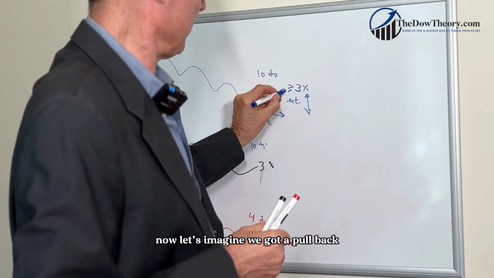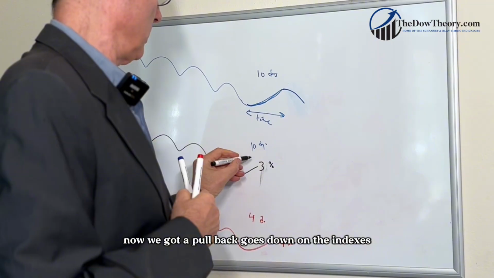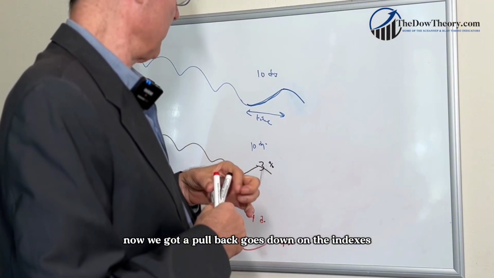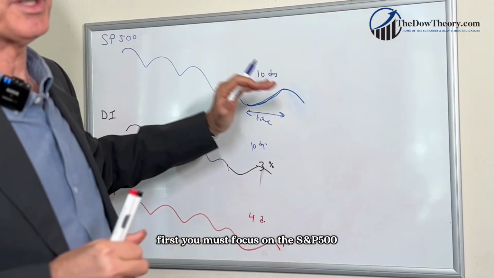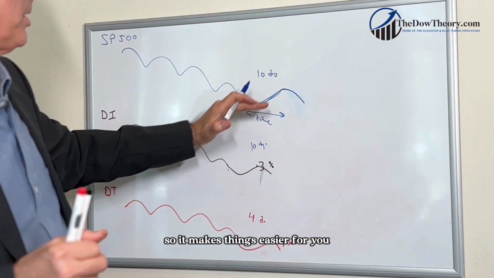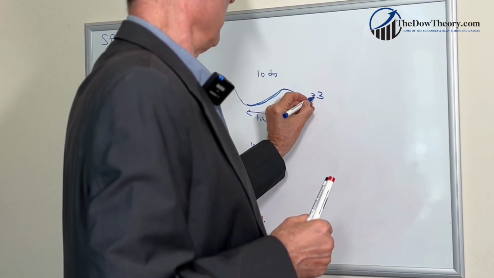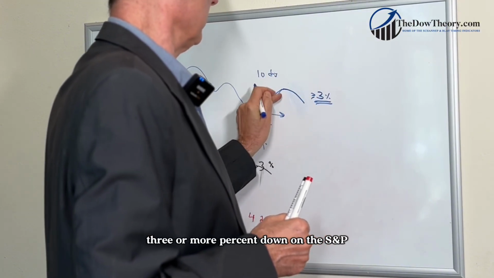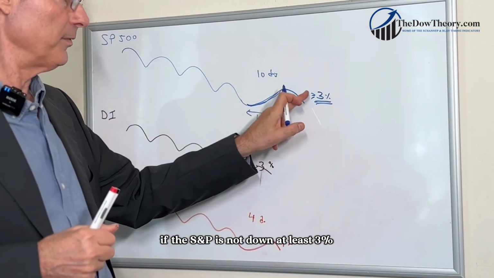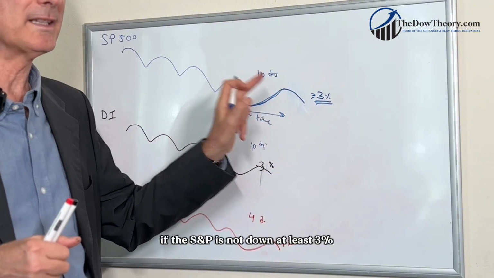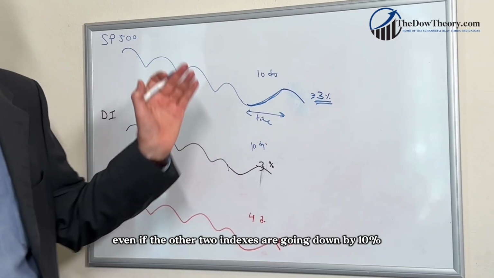Now let's imagine we get a pullback, and it goes down on the indexes. Once again, first you must focus on the S&P 500, so it makes things easier for you. So focus on the S&P 500. This pullback must be at least 3% or more down on the S&P. You don't care what is going on in the others. If the S&P is not down at least 3%, you ignore. Even if the other 2 indexes are going down by 10%, we don't care.